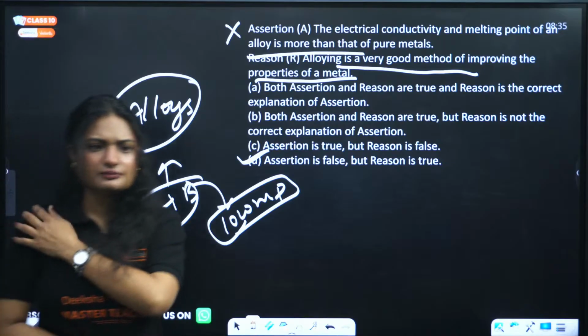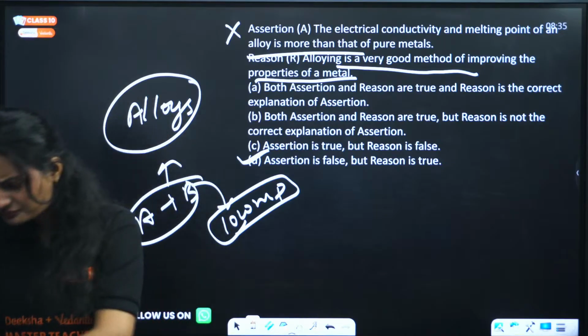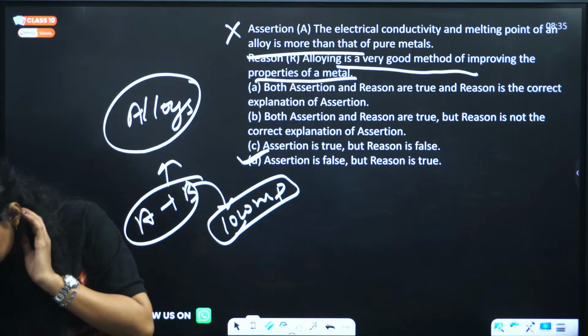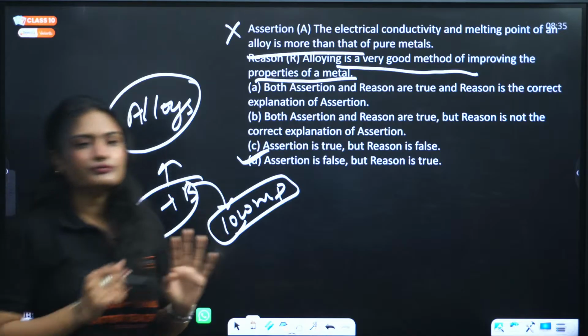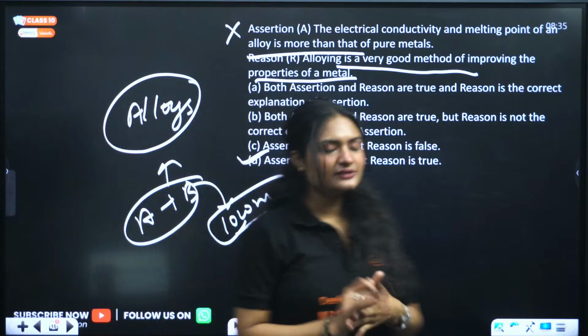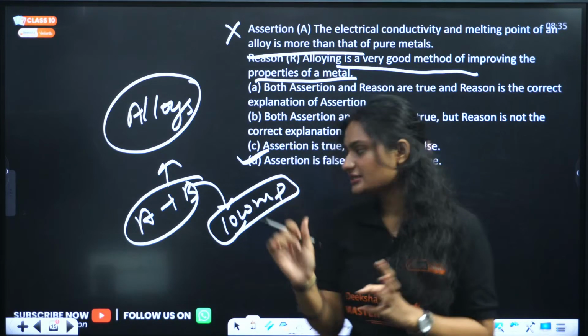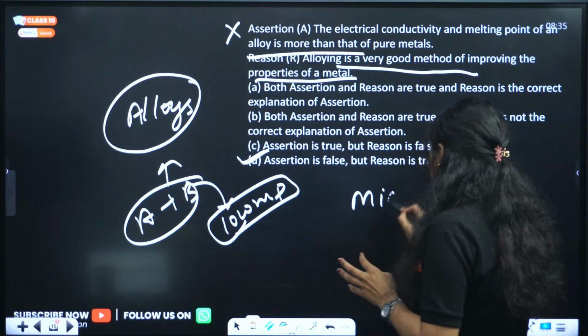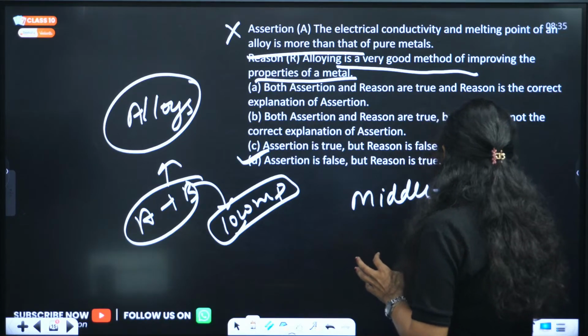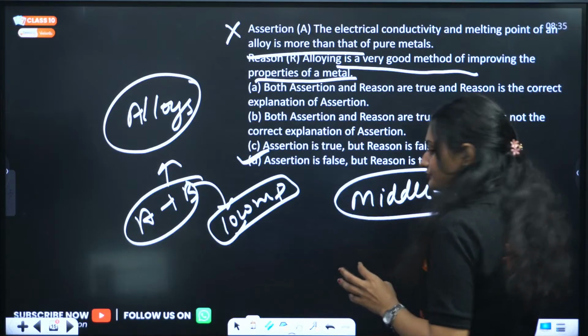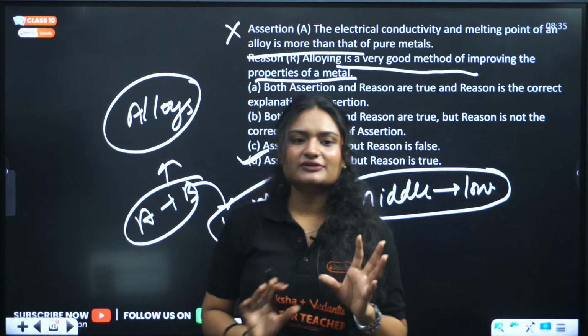I am teaching from a studio. Refining of metal. So refining of metal is normally done for metals which are lying in the middle to low reactivity series, right? We are doing electrolytic refining for these metals.